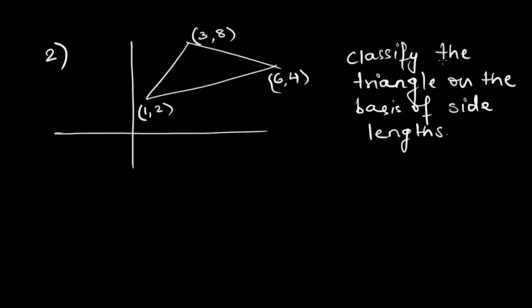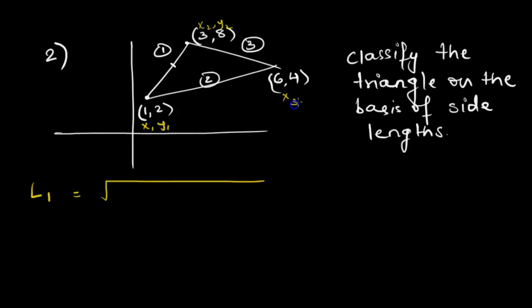Let's say we're asked to classify the triangle on the basis of side lengths. All we have to do is figure out if this triangle is an equilateral, scalene, or isosceles triangle. In order to do so, we just need to find the length of each of the line segments formed by the vertices of the triangle. So let's call these line segment 1, line segment 2 and line segment 3, and let's find the length of the first line segment. Let's take this as (x2, y2), this as (x1, y1) and this as (x3, y3).